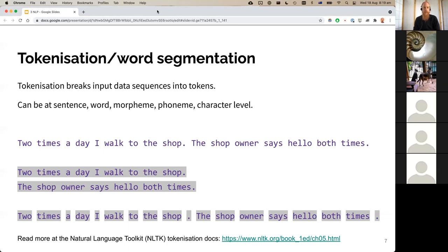So in this example, the input is: "2 times a day I walk to the shop. The shop owner says hello both times." This is an utterance, some very simple English language, two sentences. We can tokenize that as two individual sentences, shown in those two big grey boxes, or we can tokenize that down into these individual word and punctuation tokens.